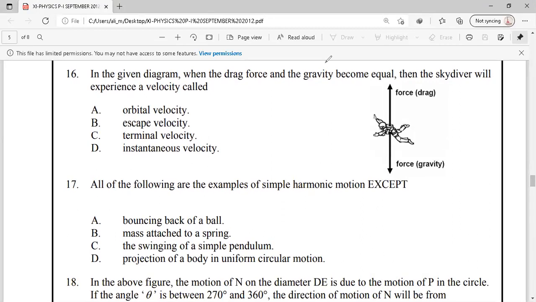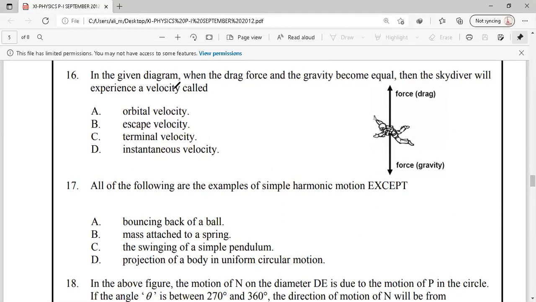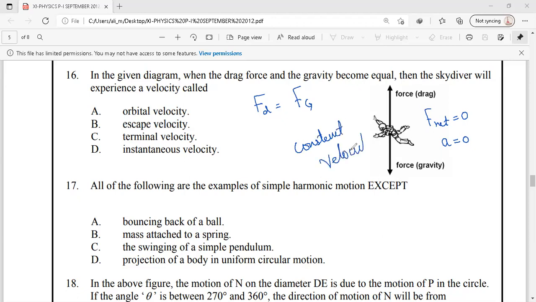Let's see questions number 16 and 17. In the given diagram, when the drag force and the gravitational force become equal, the upward and downward forces are equal, and the net or resultant force becomes zero. When the force is zero, acceleration will be zero, and the body will fall with constant velocity. This constant velocity is known as our terminal velocity. So the correct answer for question number 16 is option C, terminal velocity.